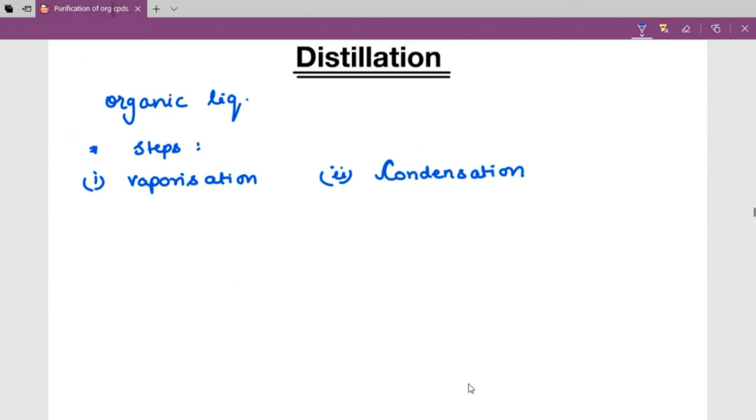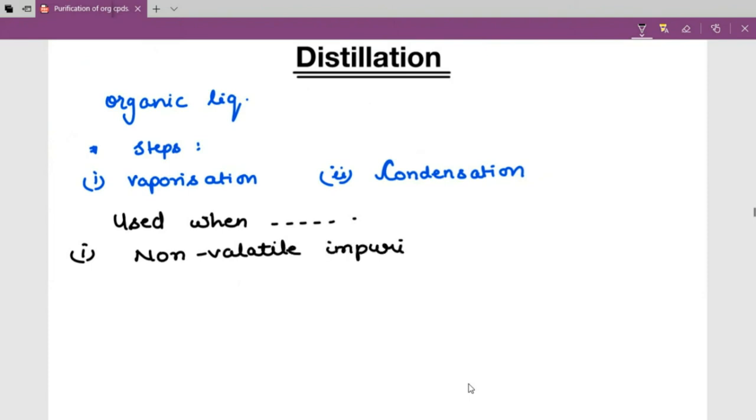Okay, so what is the criterion? On what basis is distillation used? The primary condition is that it is used when we have a volatile liquid with non-volatile impurities. If the impurities are non-volatile and we have to separate a volatile liquid from them, then you can use distillation. Or you can have two liquids: one case is where the impurities are totally non-volatile. The other is where the impurity is also a liquid and our targeted substance is also a liquid.